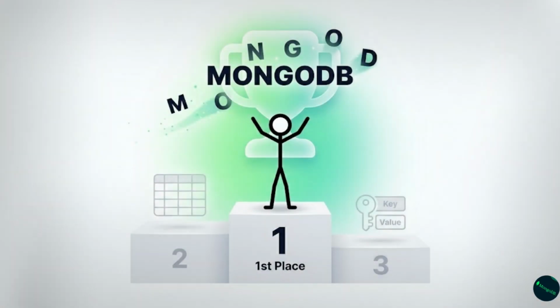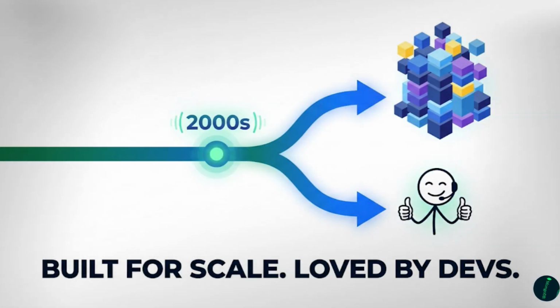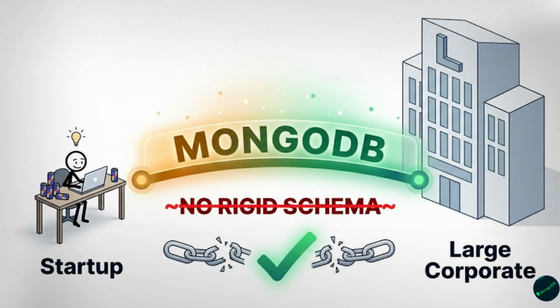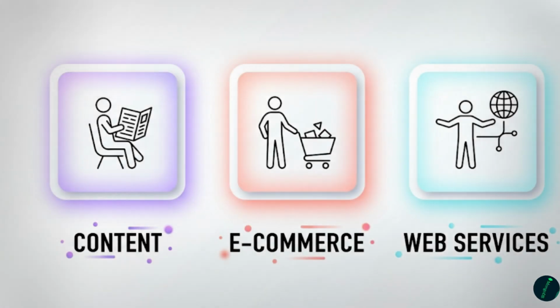MongoDB. MongoDB is the most widely known document database. Created in the late 2000s, it was designed to handle large amounts of data while remaining easy for developers to use. Information is stored in collections of documents, and each document can contain nested data structures. MongoDB became popular among startups and large companies alike because it allows rapid development without requiring a rigid schema from the beginning. It is commonly used in content platforms, e-commerce systems, and modern web services.